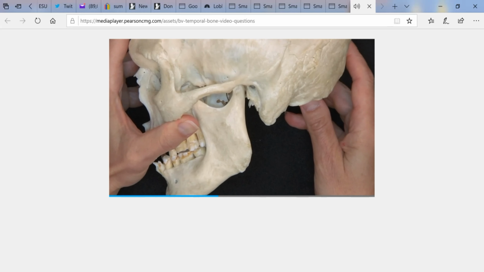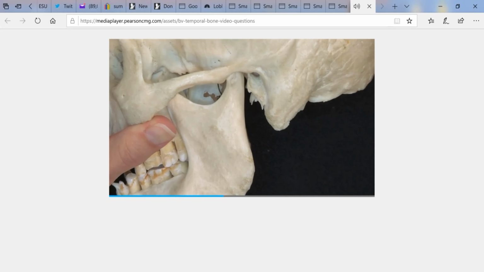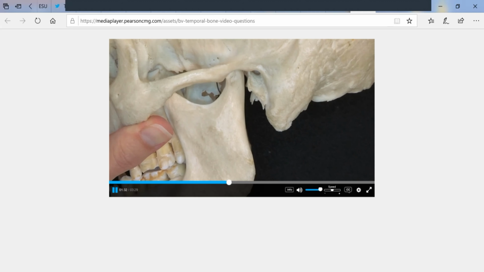Now let's take a look at some major landmarks surrounding the external acoustic meatus. 2 projections are found inferior to it. So this video repeats twice in the homework, so we're watching this again, but I think it's good to watch it again.